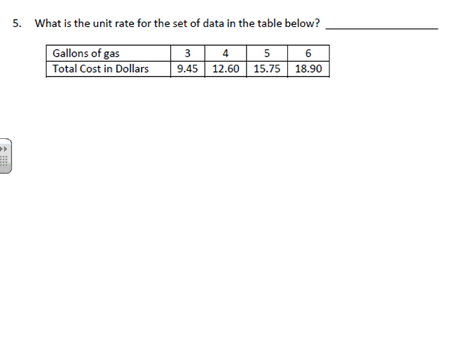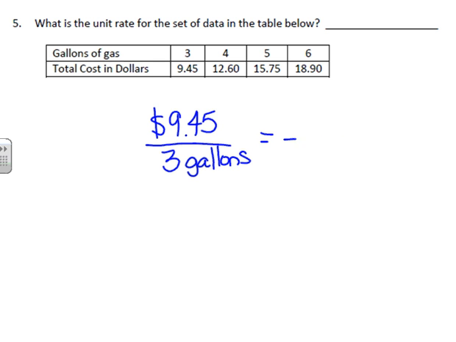Number 5, what is the unit rate for the set of data in the table below? In order to find a unit rate, I need something that has a denominator of 1. So I could set up one rate and say $9.45 is the cost for 3 gallons. And the unit rate, I need to know the cost for 1 gallon.